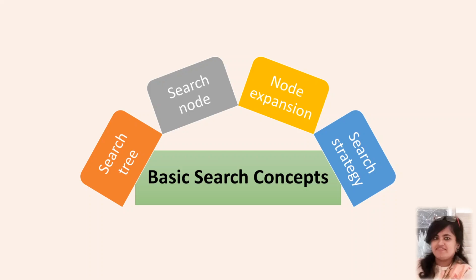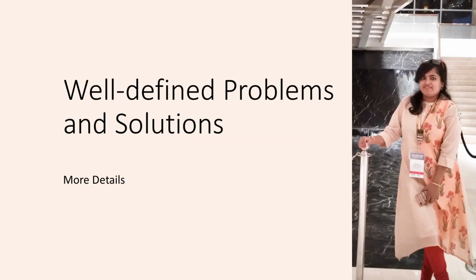Now how to represent all this? We need a search tree. These are the basic search concepts: first we need a search tree. In a search tree there will be search nodes. If you are in one particular node, you need to expand it to its children nodes, which is known as node expansion. And the search strategy is how you decide from which node to go next, by which you are going to search to reach the goal state from your current state. So this is the preliminary idea about well-defined problems and solutions.